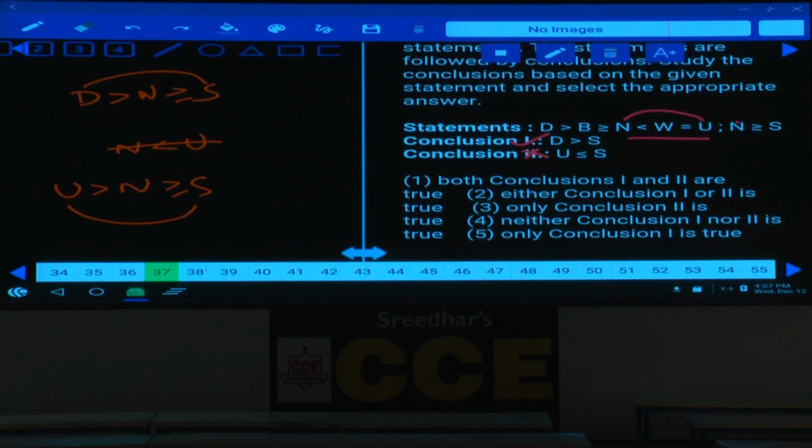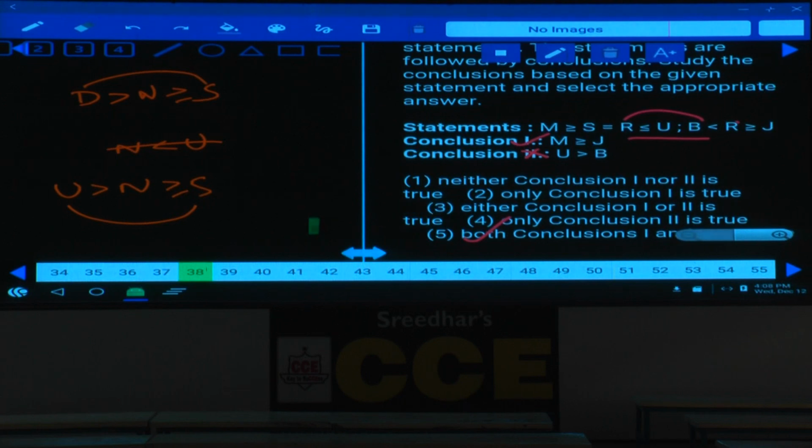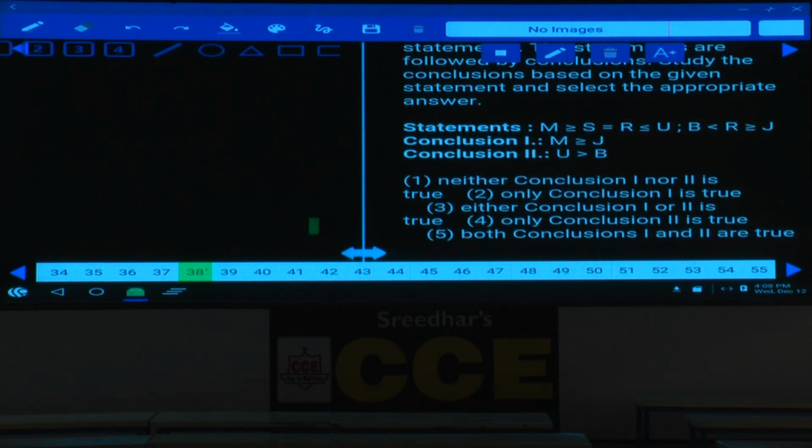Only conclusion 1, choice please. Now question number 37, only conclusion 1 is true, choice 5. Then question number 38. Now in this question number 38, M and J. Between M and J, M is here and J is here. M greater than or equals to R and R greater than or equals to J. Now the relation between M and J, M greater than or equals to J, definitely true.